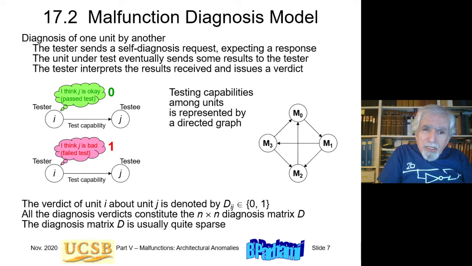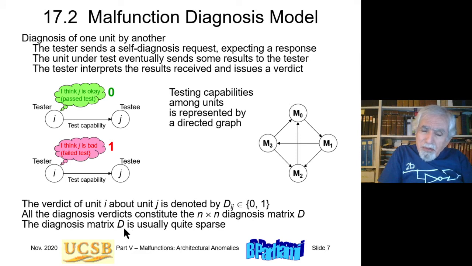And the verdict of unit I about unit J is denoted by Dij in {0, 1}. 0 means I thinks J is okay. 1 means I thinks J is not okay. All the diagnostic verdicts constitute an n by n diagnosis matrix D, whose elements are these Dij.